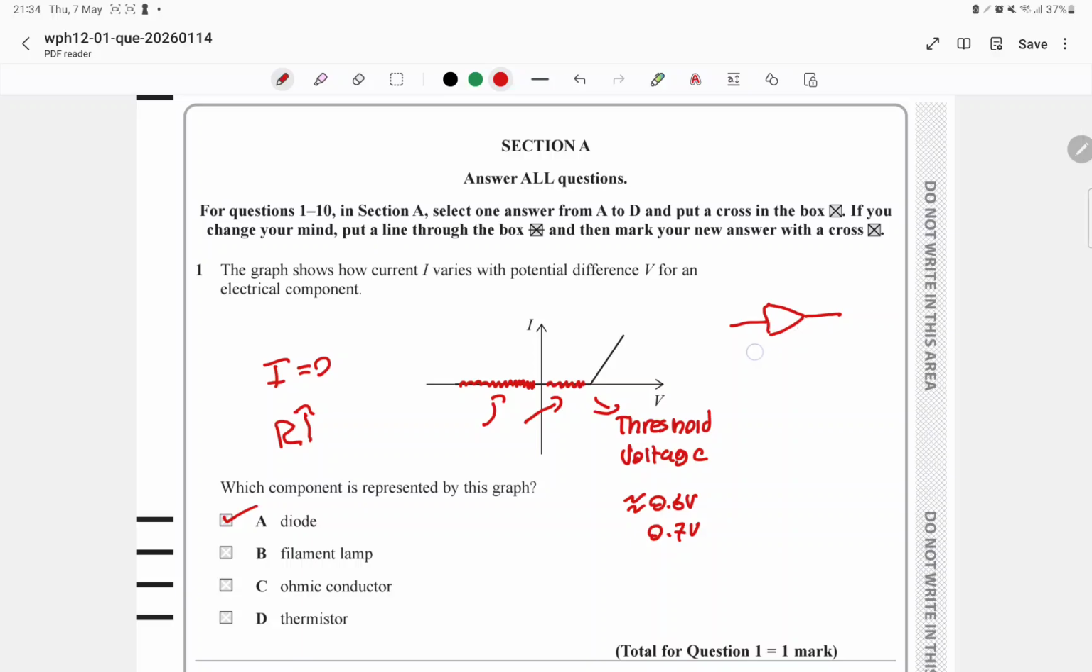If the arrow matches the direction of conventional current, so conventional current is from positive to negative, right, from your positive to your negative terminal, then if that direction of the conventional current matches the direction of the arrow, it will allow the current to flow through. Don't get this confused with actual current.